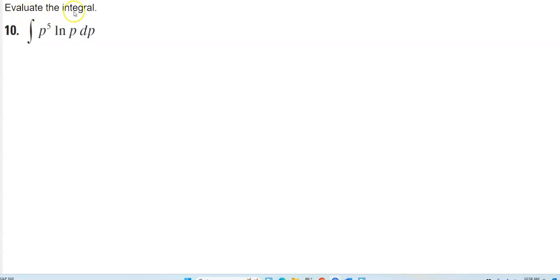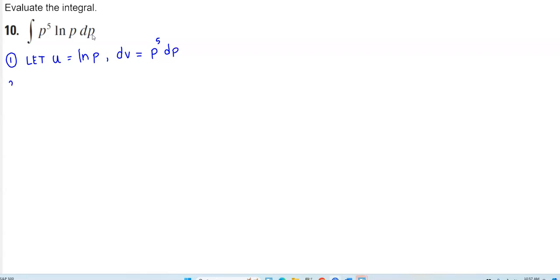Here we're going to evaluate the integral using integration by parts. We have the integral p to the fifth times the natural log of p dp. So in this problem, by using integration by parts, we're going to let u equal the natural log of p, and dv is going to equal p to the fifth power dp.